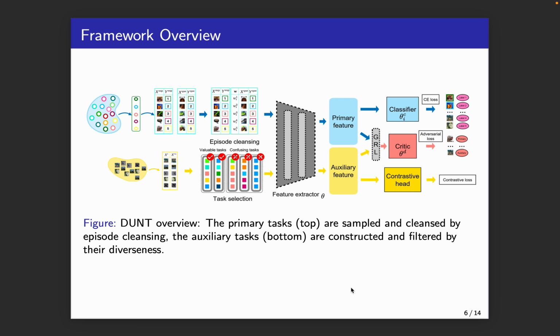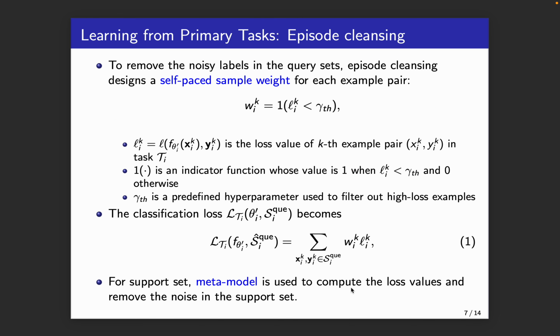In the overall framework of DUMPT, the feature extractor extracts information from both primary and auxiliary tasks, and then we use the absolute cleansing and diverse text selection to cleanse the data. The classifier and contrastive head predict the label of the primary and auxiliary examples, and the domain critic outputs the source of the examples. Essentially, the noisy label in the query set is removed by computing the loss of each example pair using the task-specific model.